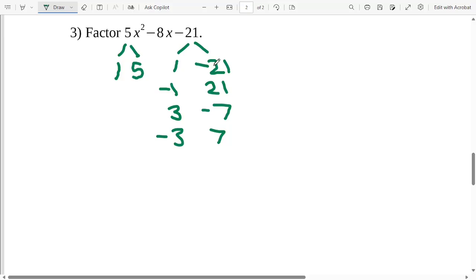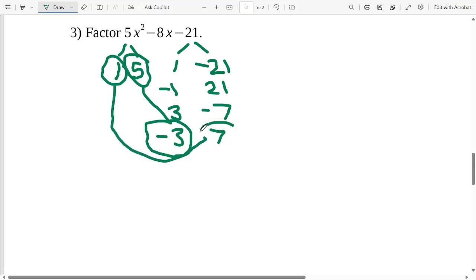That's way away. Even if I try 5 times 1 and 1 times -21, that's not going to give me the -8. If I do -1 and +21, those aren't going to work out either. If I do 5 times 3, that gives me +15 plus 1 times -7. That gives me a +8x, but I want a -8x. So if I take this 5 and I go down here and multiply it by this -3, and then I take this 1 here and I multiply this by 7, well, 5 times -3 is -15. 1 times 7 is +7. So -15 plus 7 gives me the -8 I'm looking for here.